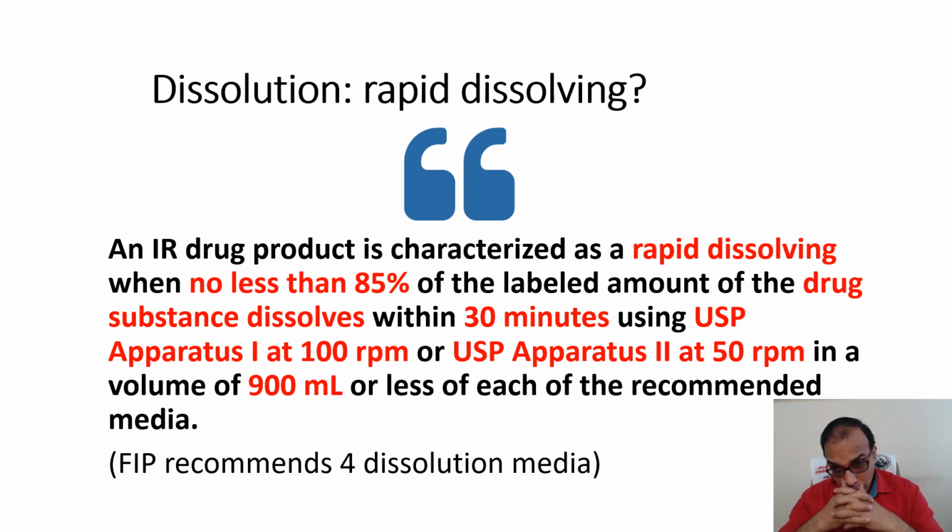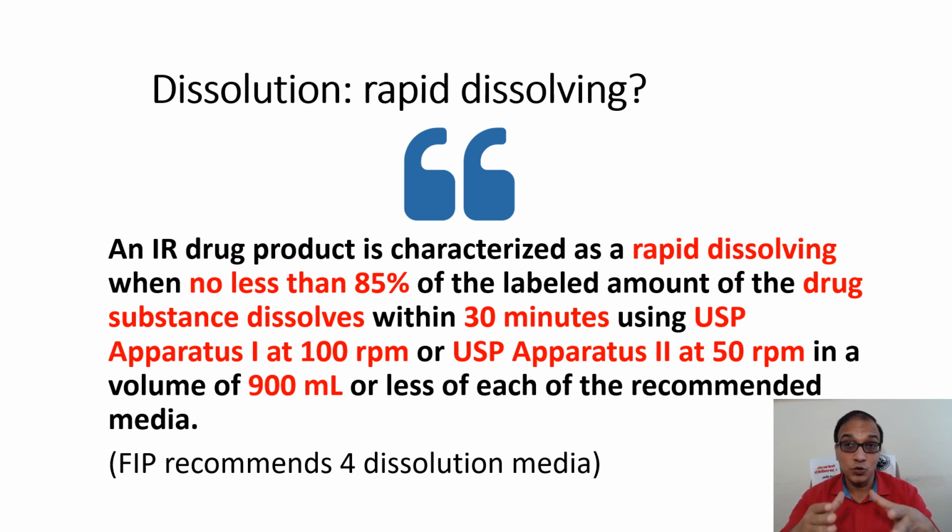What is called rapidly dissolving in dissolution? An IR drug product is characterized as rapidly dissolving when no less than 85% of the labeled amount of the drug substance dissolves within 30 minutes using USP apparatus type 1 at 100 rpm or USP apparatus type 2 at 50 rpm in a volume of 900 ml or less of each of the recommended media. And you know that the FIP recommends the 4 dissolution media.